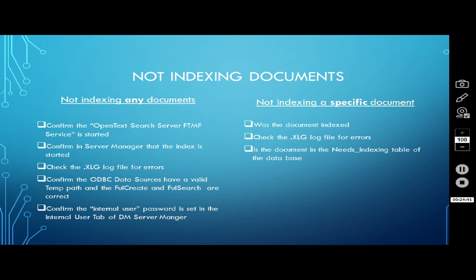And then also the needs indexing table. Sometimes stuff gets stuck for whatever reason in the needs indexing table. So you can always go over to docsadm.needsindexing and do a select statement where doc number equals blah, and it'll return. And if it's there, you want to pay attention to the status.